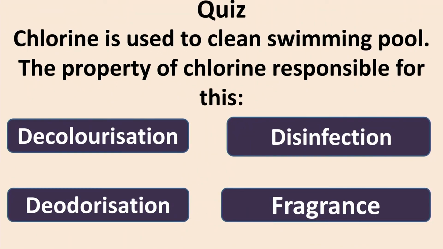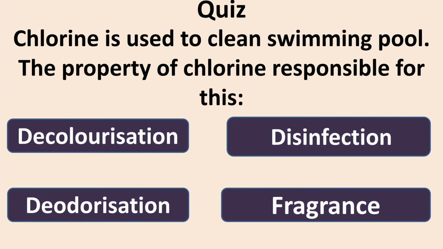Okay. Now, we go for another one. Chlorine is used to clean swimming pools. What is the property of chlorine responsible for this? Chlorine gas, bleaching powder: bleaching powder also releases chlorine gas, and even liquid chlorine is used to clean swimming pools. So, options are: decolorization, disinfection, deodorization, fragrance.